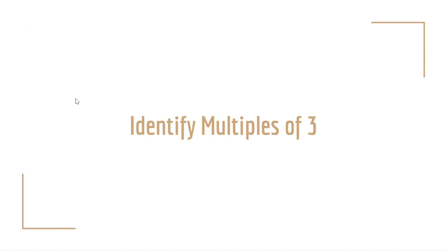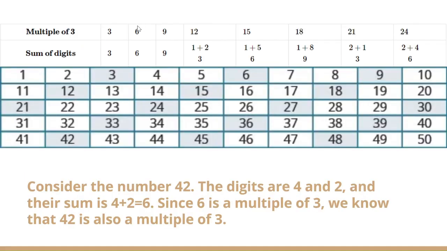Next, to identify multiples of 3. It might be a little different from 2, 5, or 10. For a multiple of 3, we don't look at the last digit. We look at the sum of the digits. So for example, 12. It's 1 plus 2, which is 3, and 3 is a multiple of 3. For 24, it's 2 plus 4, which is 6, and 6 is a multiple of 3. 36 is 9. It's also a multiple of 3.